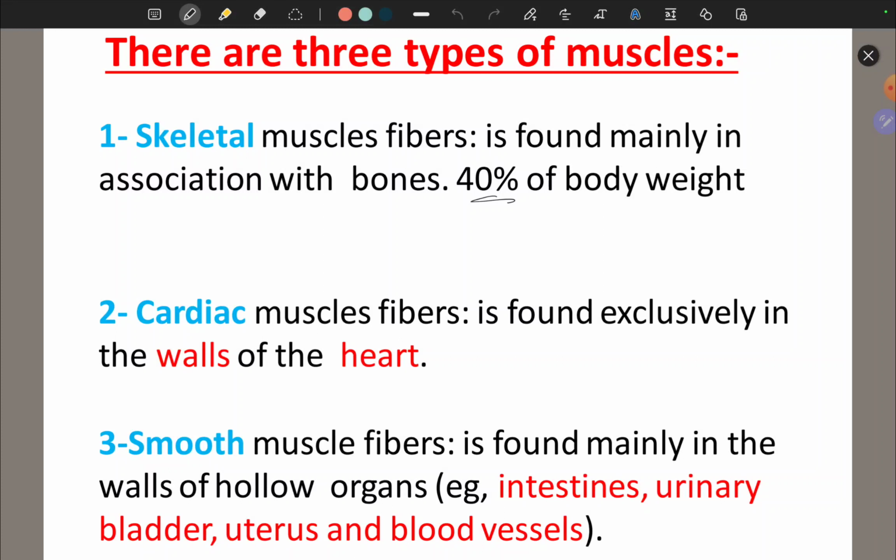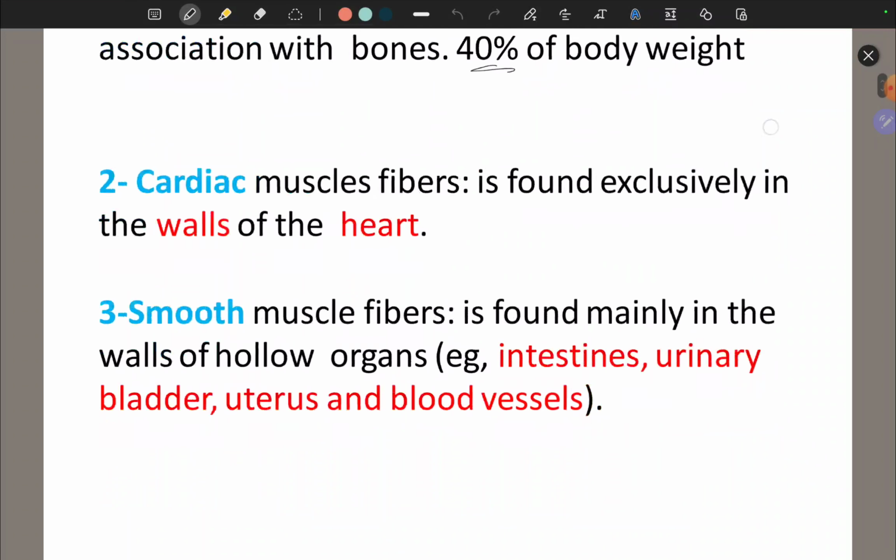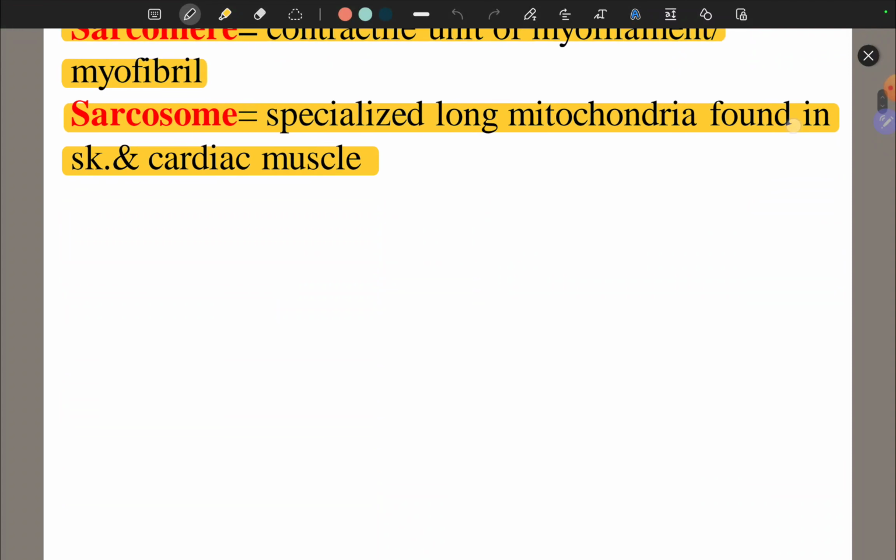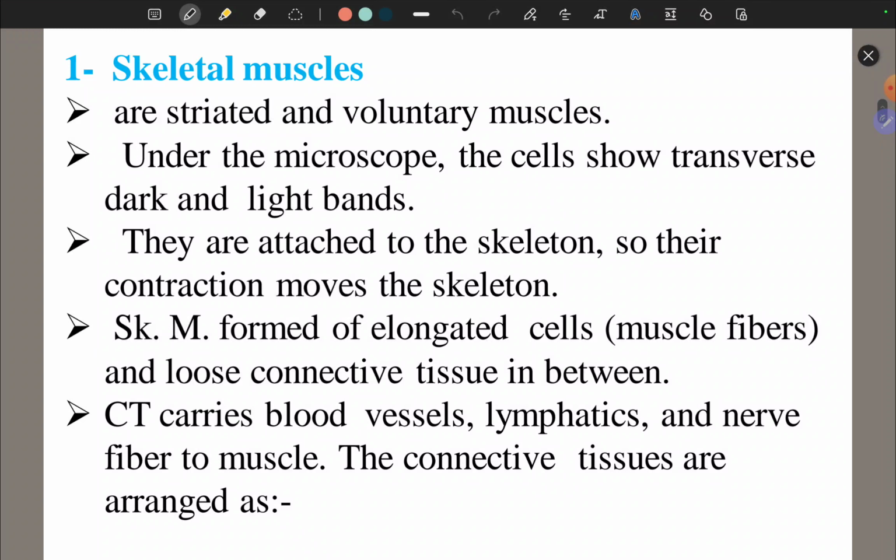Skeletal muscles are voluntary. It means they are under your control. You can contract and relax your muscles. They are striated. The cytoplasm contains transverse striation. Under the microscope, this striation is due to transverse dark and light bands, which are because of the actin and myosin filaments. They are attached to the skeleton through tendons and move the skeleton.